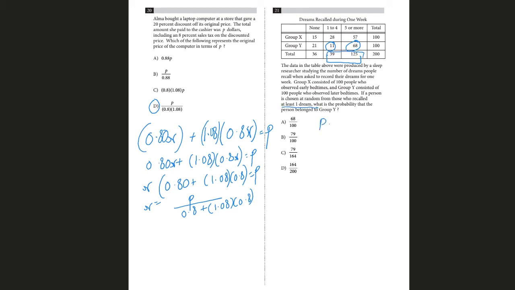So, probability is equal to the favorable outcome over the total number of outcomes. So, the favorable here are those who belong in group Y. So, group Y, we have 11 plus 68. And then we're gonna divide that by the total, which is 125 plus 39. 79 upon 164 is your answer here. So there's that. All right, so let's move on to the next questions.